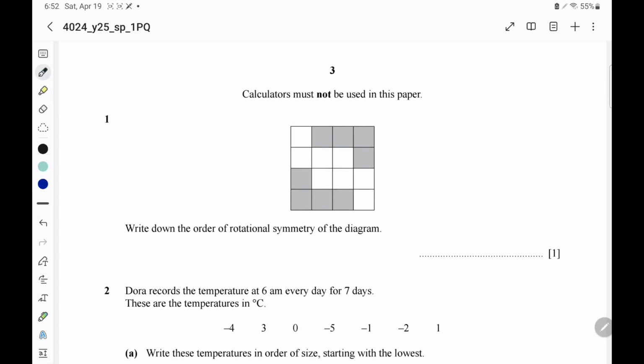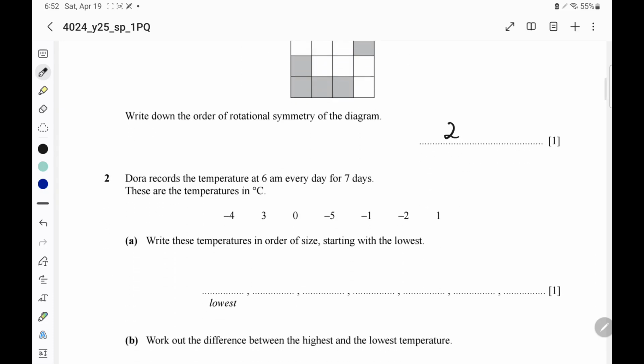Write down the order of rotational symmetry of the diagram. It's a square, and whenever we rotate this diagram by 90 degrees, the shaded squares will come over there, and on 180 degrees they will overlap with this one. So at 180 degrees and at 360 degrees they'll come back to the original position. So the order of rotational symmetry will be 2 here.